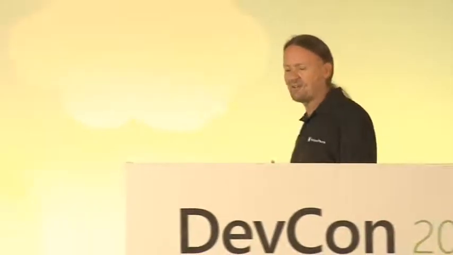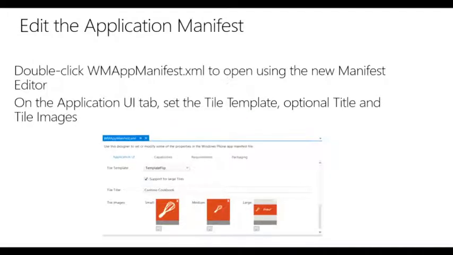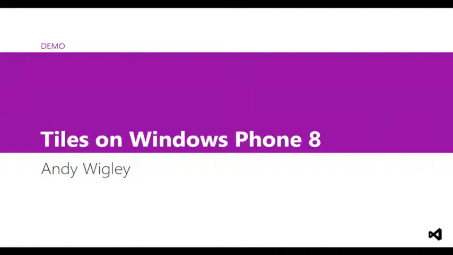And you can set this using the new manifest editor. This is just an XML file, but in the Windows Phone 8 SDK, we've now got a nice UI editor to edit this manifest and set data into it. So let's do a demo of this.